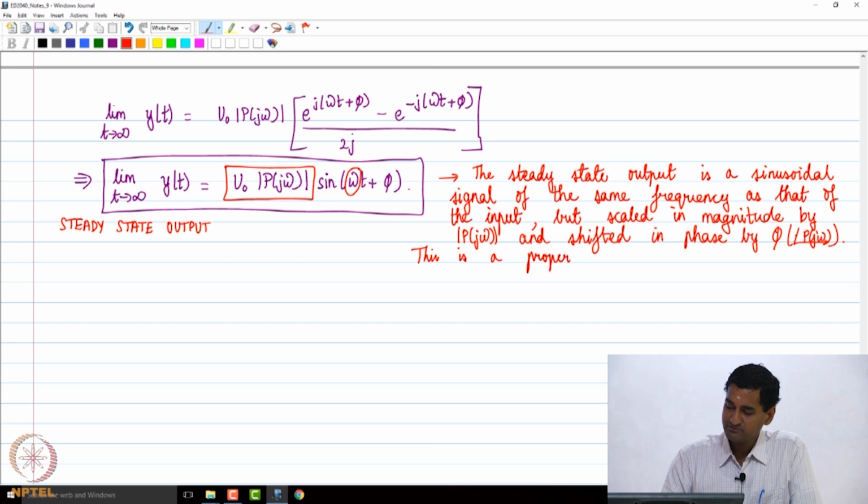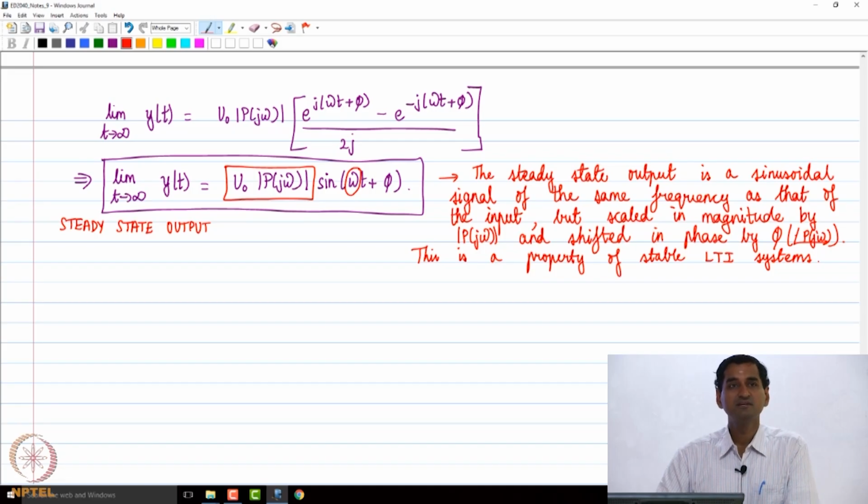of stable linear time invariant systems. That is something which is very important. For stable linear time invariant systems, if you give a sinusoidal input and you wait and measure the steady state output, the steady state output also will be a sinusoid of the same frequency. That is extremely important. And we will exploit this fact to discuss methods for the experimental determination of the transfer function.